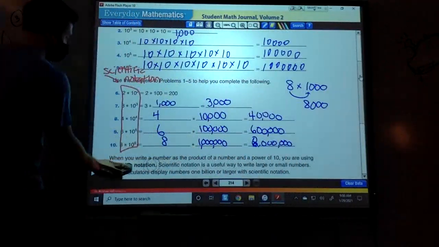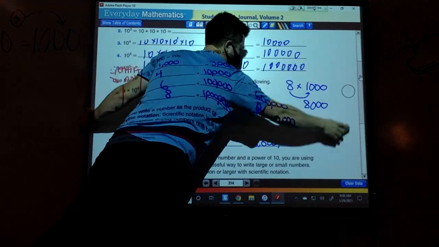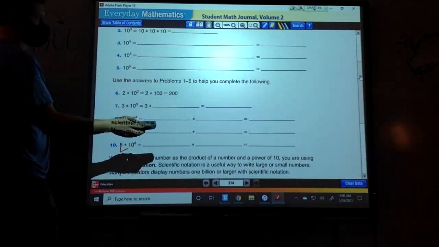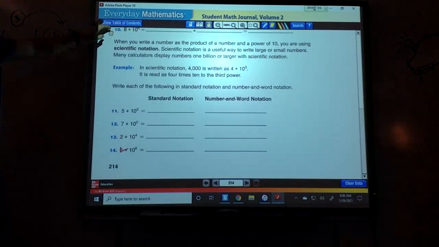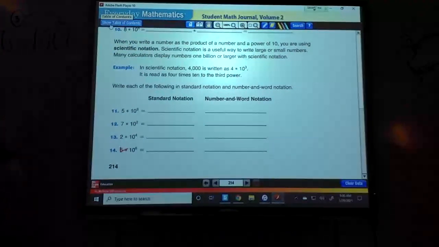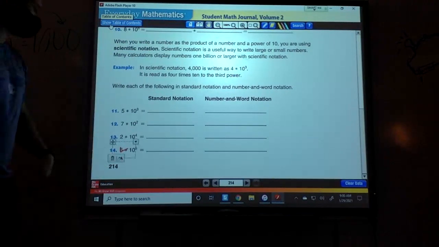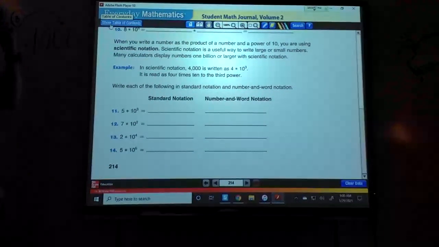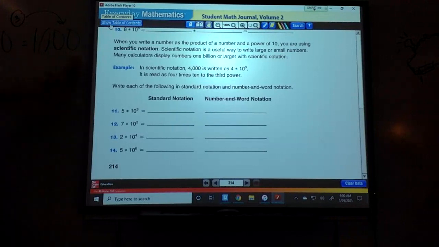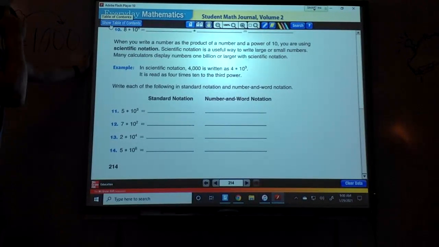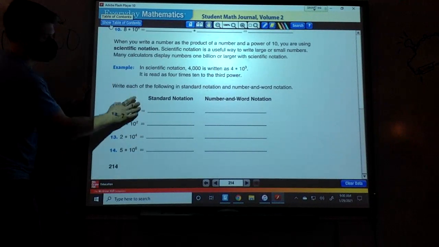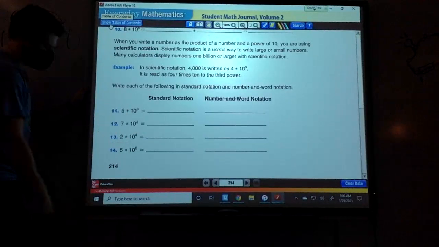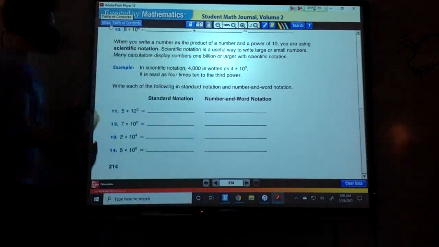All right, let's go down. Yes. The useful way of writing large or small numbers. What's that? Oh, man. Sorry, okay. So here they give it to us in scientific. Holy shnikes, sorry.